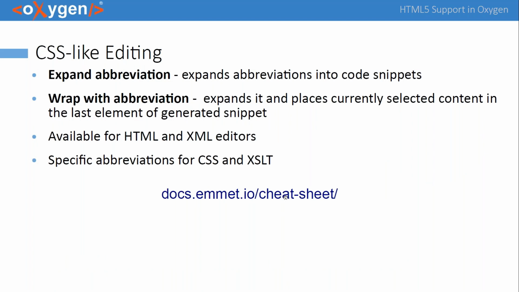So in Oxygen, we provide 2 actions. We provide one action that allows you to expand an abbreviation, and one that allows you to wrap some content with an abbreviation and wraps the content in some lists or in tables. This is available for the HTML editor, but also for the XML editor. So you can use this plugin also in the XML editor if you want to create content there. And there are some specific abbreviations for CSS and XSLT. And you have some examples also on this link.